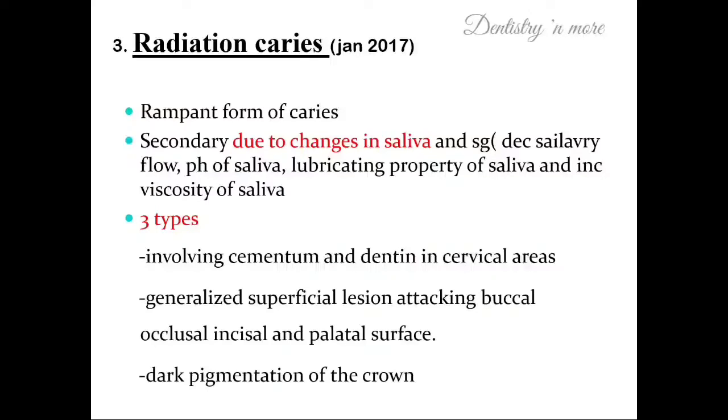There is also decreased salivary flow. The lubricating property is affected and there is an increased viscosity of saliva, which can lead to radiation caries of three types. The first type is the cementum and the dentin involved in the cervical regions. Second is a generalized superficial lesion which can attack the buccal, occlusal, incisal and the palatal surface. And the third type is a generalized pigmentation that is seen. You can see a darkish black pigmentation that is covering the whole crown portion.